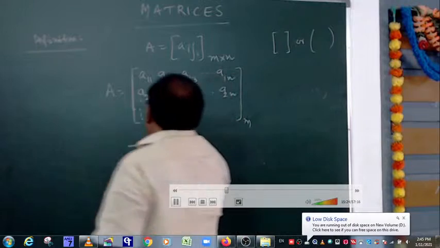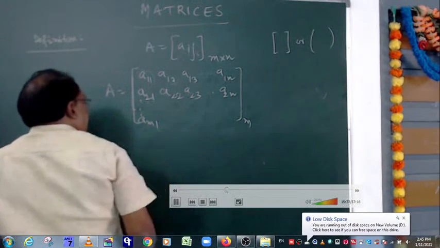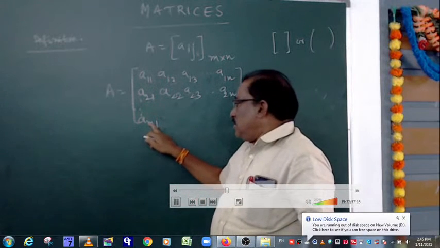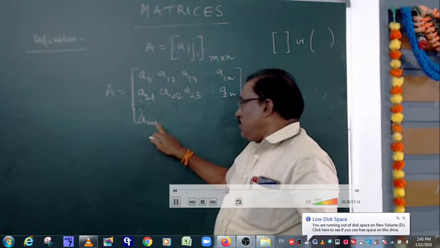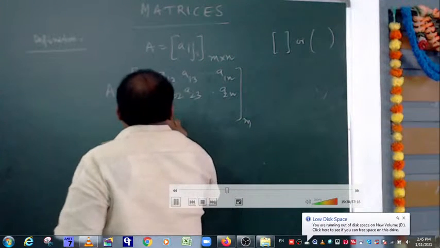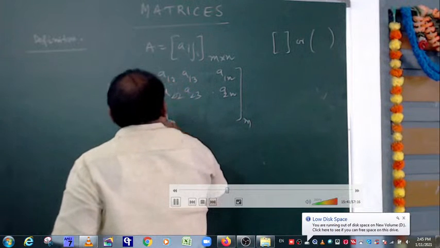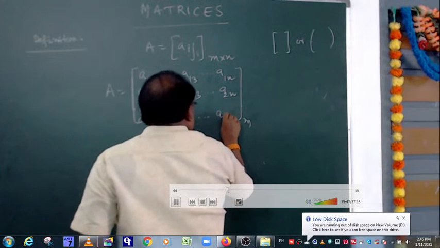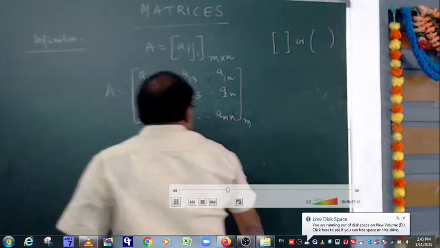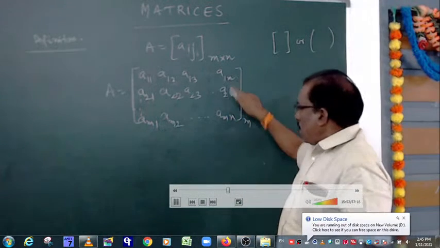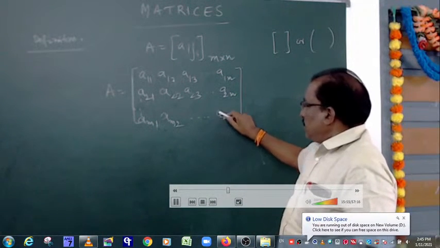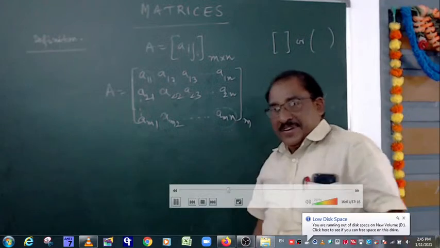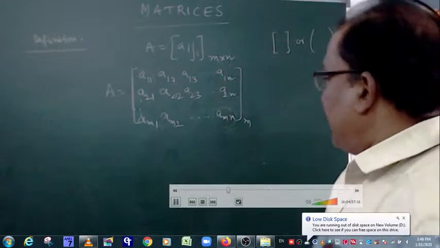So mth row, Am1 represents the position of the element mth row and first column. Am2, mth row, second column, and so on. Last element is Amn. What is the position of the element Amn? mth row and nth column.